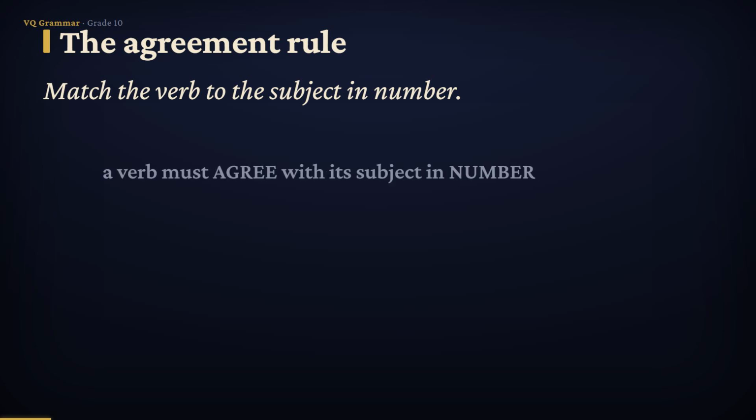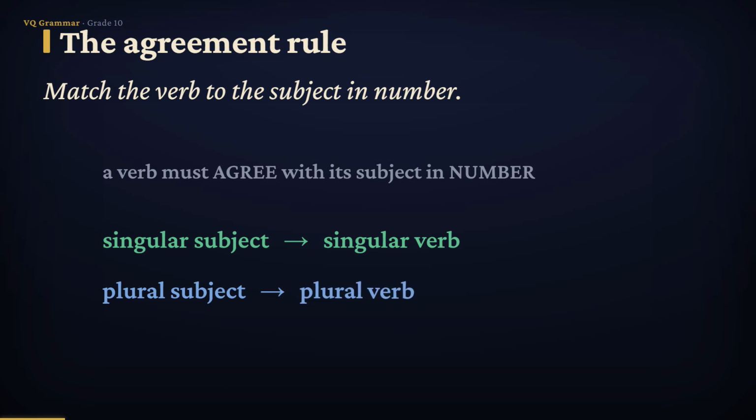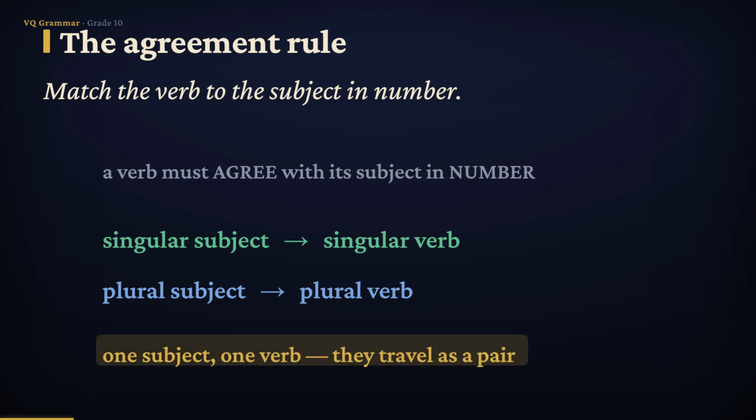A verb must agree with its subject in number. Number just means one or more than one, singular or plural. So a singular subject takes a singular verb, and a plural subject takes a plural verb. That's it. That's the whole law of this unit. Think of the subject and the verb as a pair that travels together. Wherever the subject goes, the verb has to follow, wearing a matching form. Every single lesson in this unit is really just a new disguise thrown over that one rule.